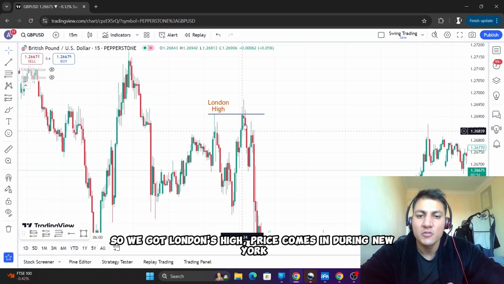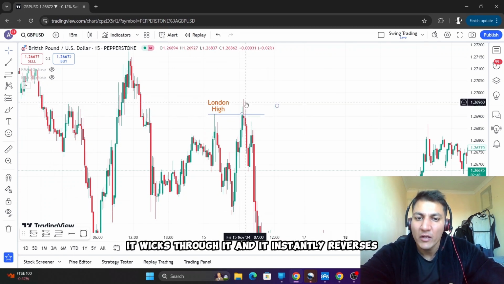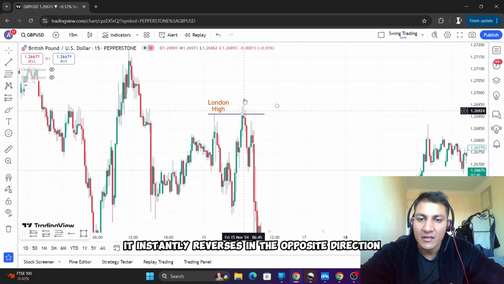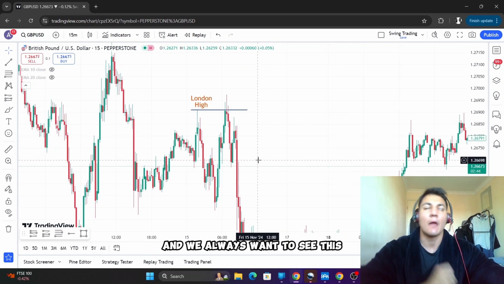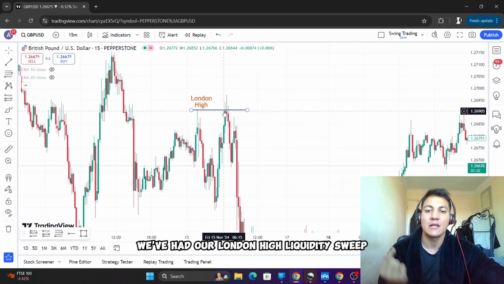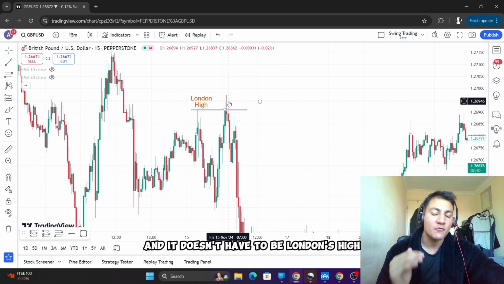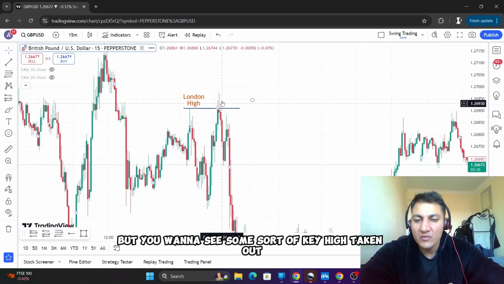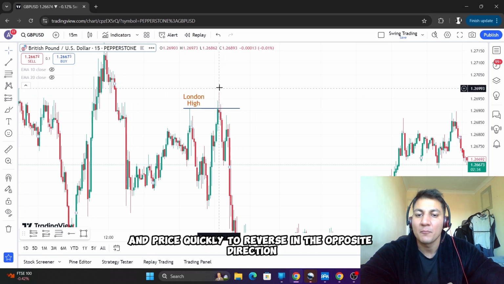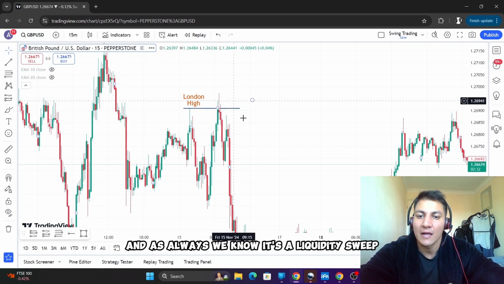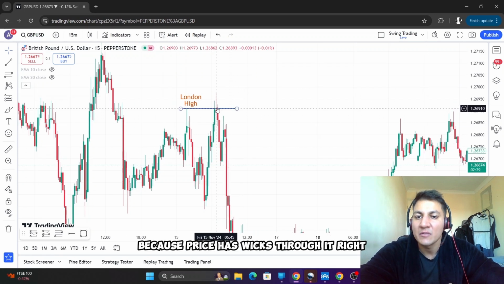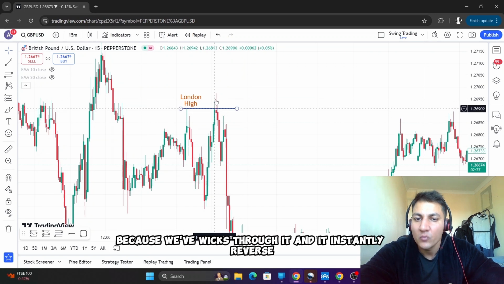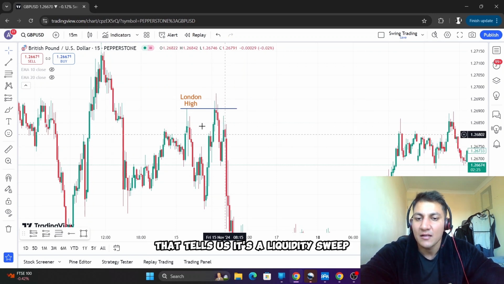Price comes in during New York. It takes out this high, wicks through it, and instantly reverses in the opposite direction. And we always want to see this. So we've had our London high liquidity sweep. And it doesn't have to be London's high. It can be any high, because this works on all sessions. But you want to see some sort of key high taken out when you're bearish, and price quickly reverse in the opposite direction. And as always, we know it's a liquidity sweep because price has wicked through it and then instantly reversed.